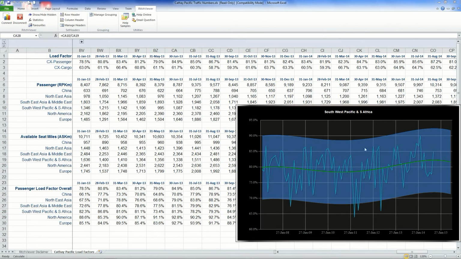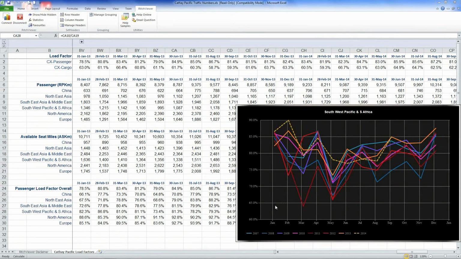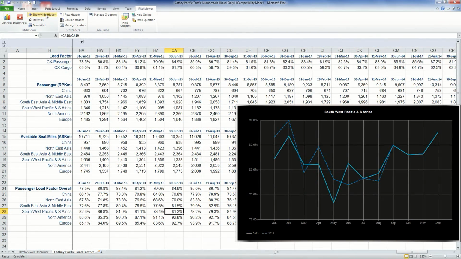If I sweep the mouse sideways, we get to see a seasonality chart. Across the 8 years available, you can see some months generally higher than others. To make this easy to see, let's remove the hidden data. Now I only have a full year for 2013 passenger load factors and the 2014 year through to September. Using the 2013 pattern, we can create an expectation of what the remaining 3 months of the 2014 year might look like.